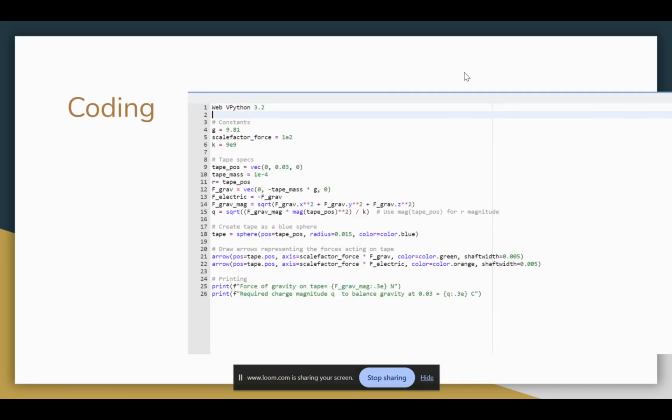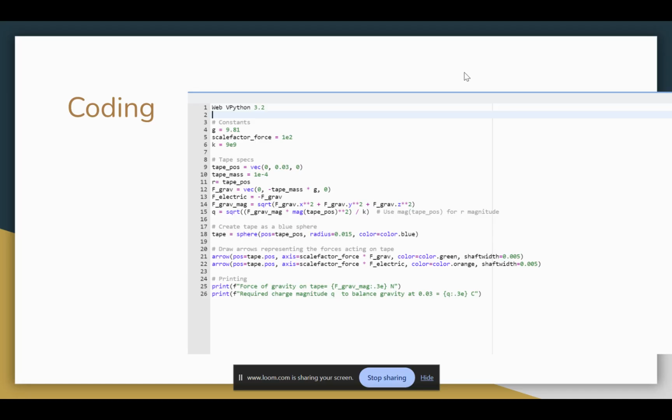This is my GlowScript code. At the top, you can see universal constants. Below that are initial conditions, such as the tape being 3 centimeters higher than the other piece of tape, the mass of the tape, the position, and then below that, you can see my calculations to get to the Q, the charge in coulombs, for the electric field.